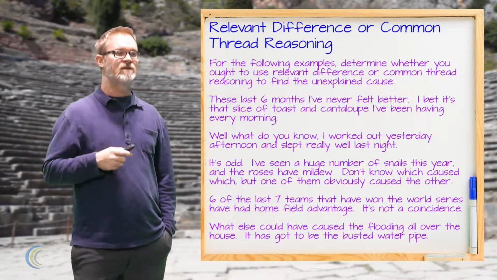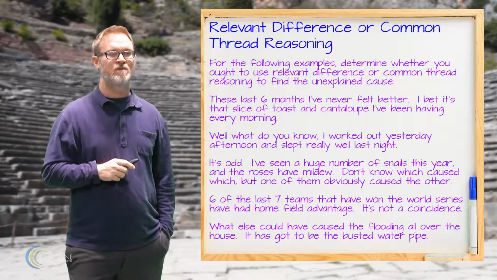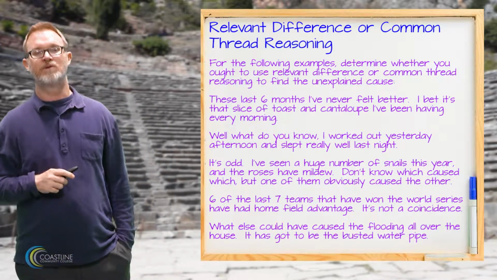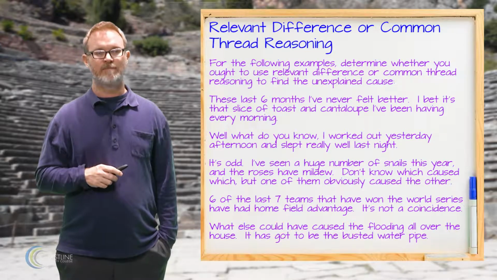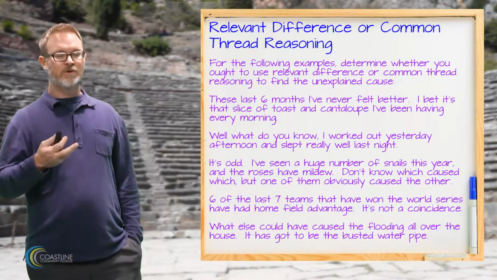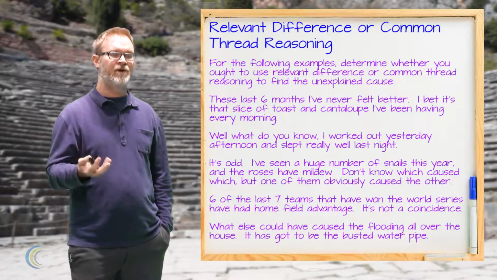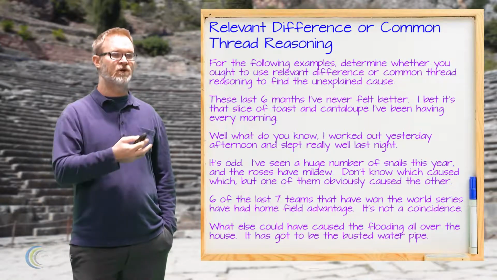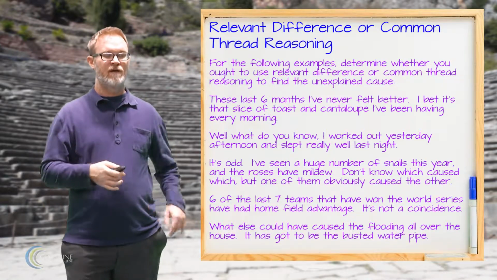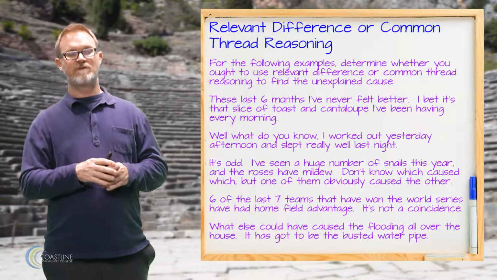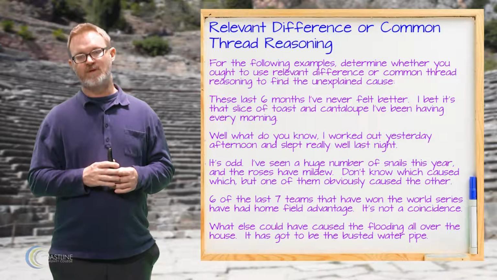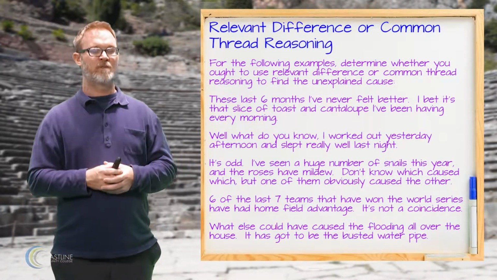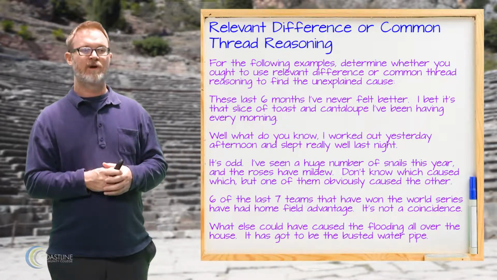Okay. The next example, it says, it's odd. I've seen a huge number of snails this year and the roses have mildew. Don't know which caused which, but one of them obviously caused the other. So here again, we're talking about a kind of pattern, right? A pattern that's occurred over the entire year, right? As it says, I've seen a huge number of snails this year, right? So this would be an example where we would use common thread reasoning. We want to find what's common about all these snails for this year, right?